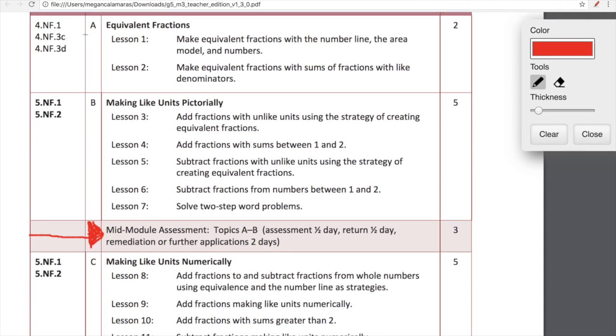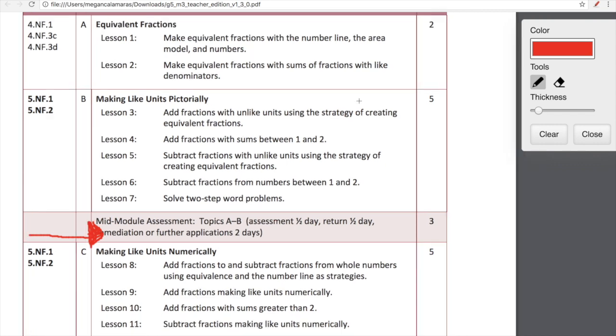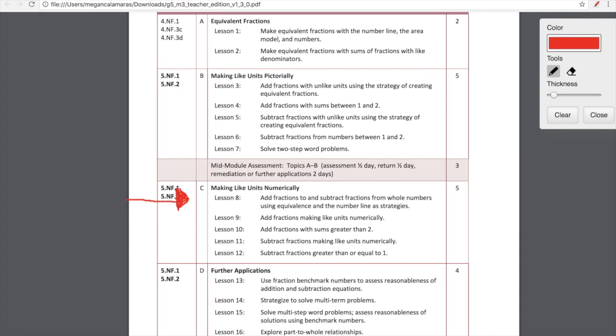As you guys can see, all of our lessons, as always, are organized into topics. Topic A is equivalent fractions. That's lesson 1 and 2. Topic B is making like units pictorially, meaning just drawing. We're going to be doing a lot of different models. So I think you guys will enjoy that. That will take us from lesson 3 through 7.